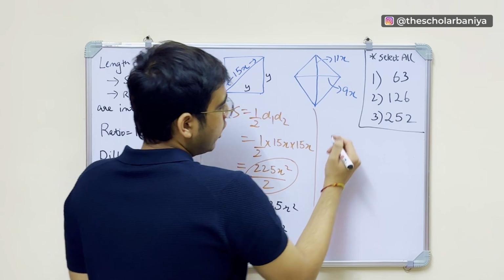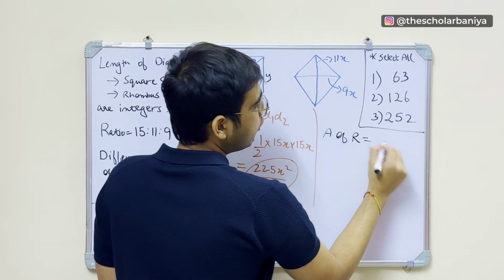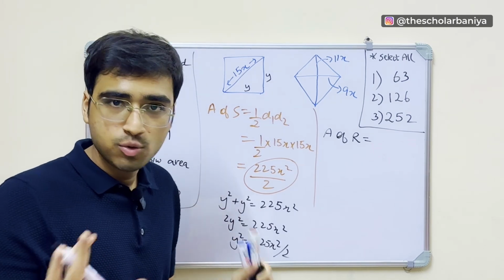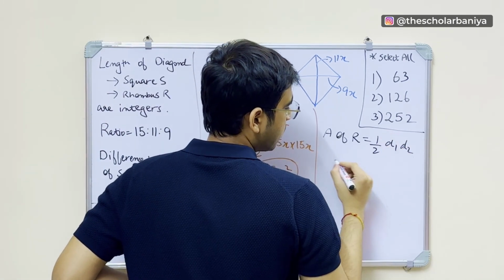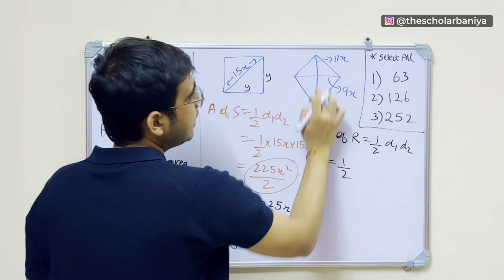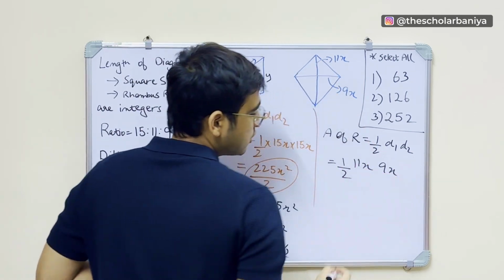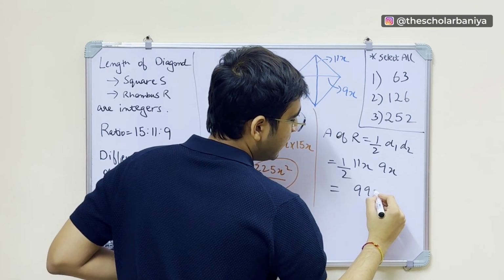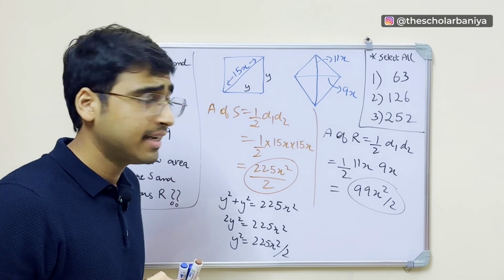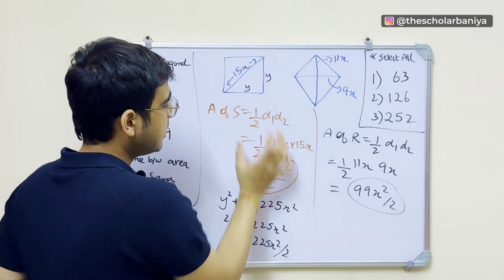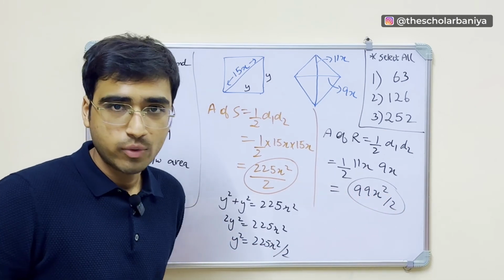Okay. Now what will be the area of the rhombus? The area of rhombus is again half into d1 into d2, right? So half into, what is d1? d1 is 11x and d2 is 9x, right? So this comes out to be how much? 99x square by 2. I hope this should make sense. So the area of the square is 225x square by 2. The area of the rhombus is 99x square by 2.